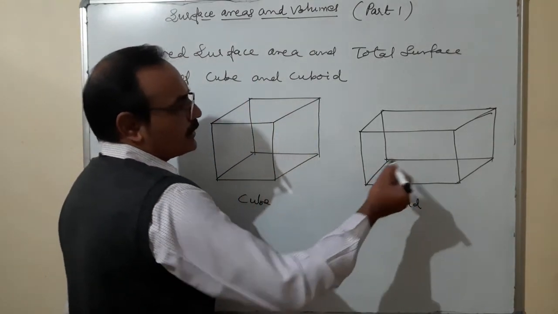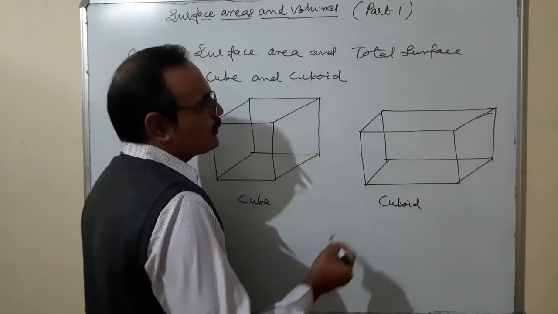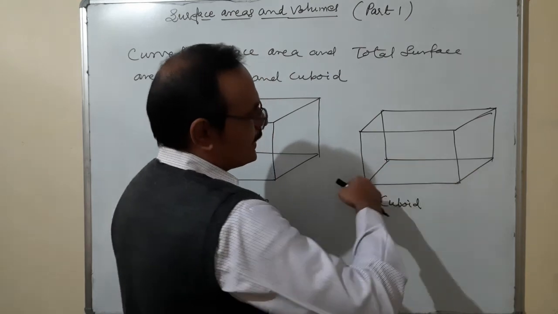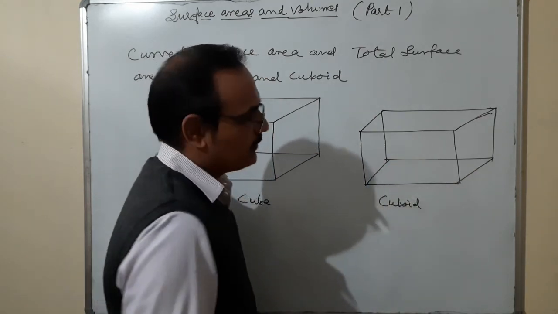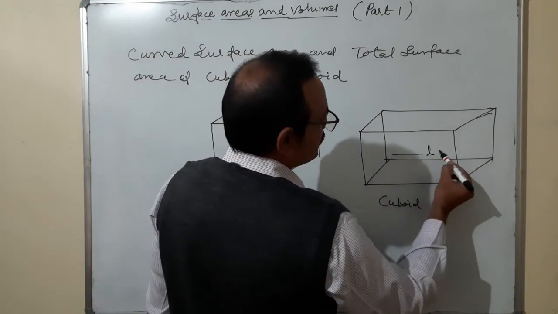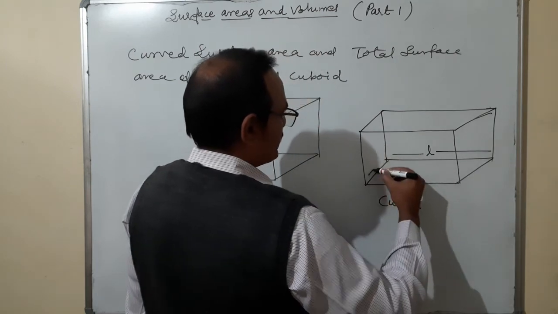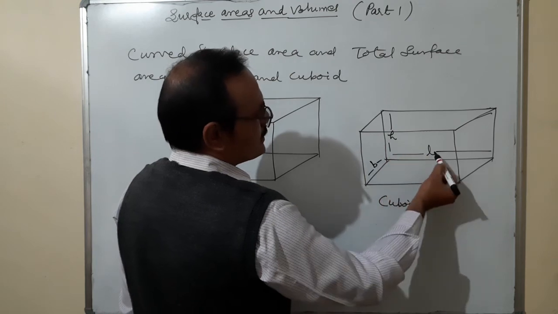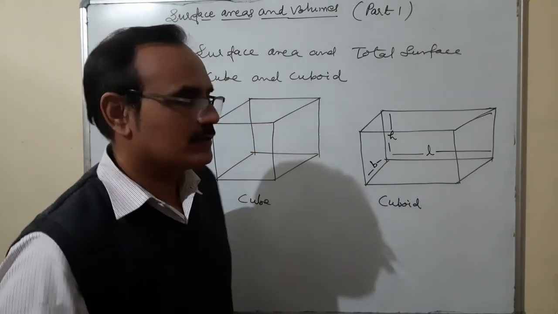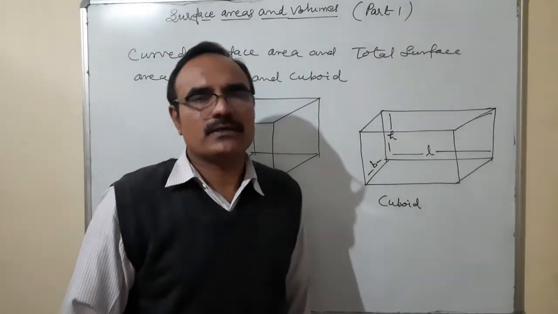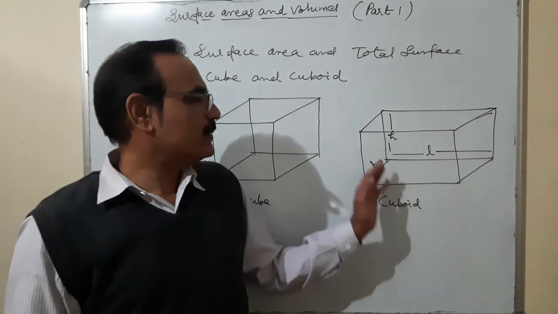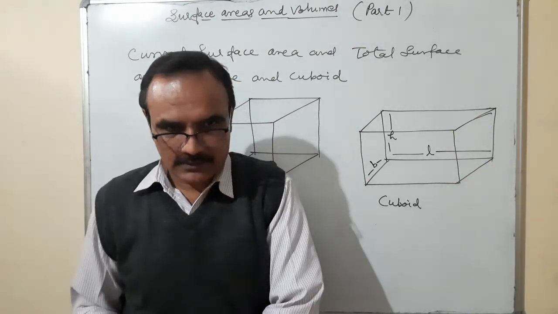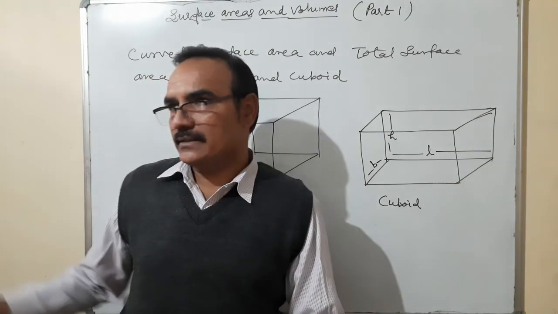First, let us discuss the cuboid. Because in a cuboid, you can understand through the diagram that the length, breadth and height are all different. They are not the same. We treat the length of this cuboid as L, the breadth as B, and the height as H. L stands for length, B stands for breadth, and H stands for height. Length, breadth and height.